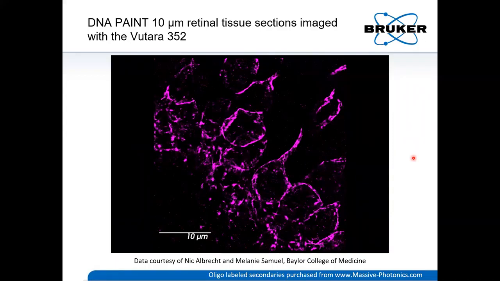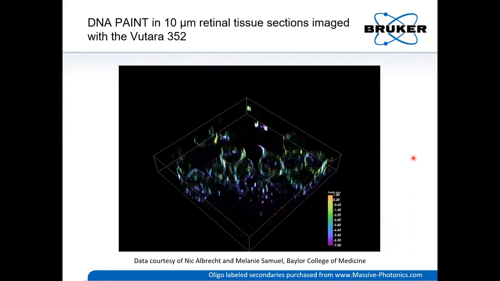Second example, or rather third example, of DNA-PAINT in a 10 micron slice of retinal tissue sections, imaged using the Vutara 352. And here's a scan through of that tissue data.